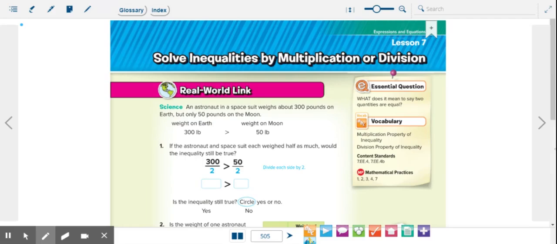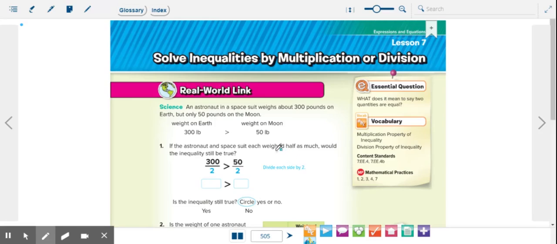Science. An astronaut in a spacesuit weighs about 300 pounds on Earth, but only 50 pounds on the moon. Weight on Earth, 300 pounds, is greater than weight on moon, 50 pounds. Number 1. If the astronaut and spacesuit each weighed half as much, would the inequality still be true?